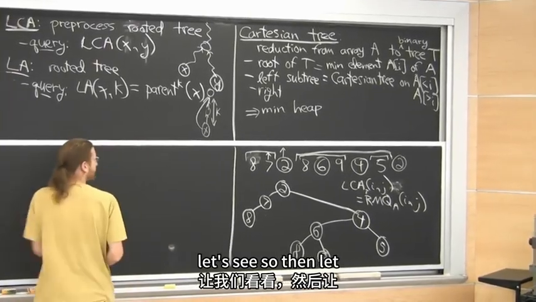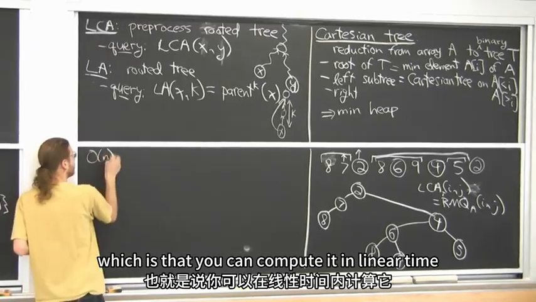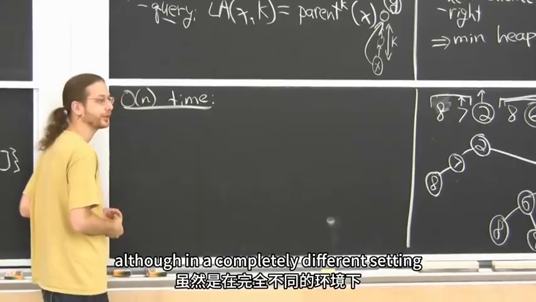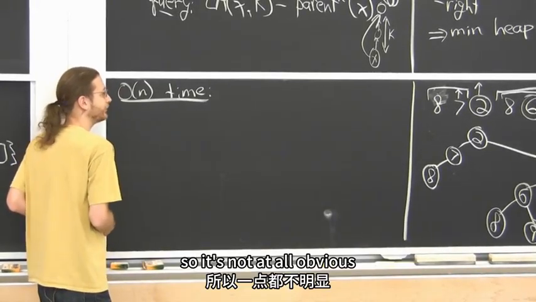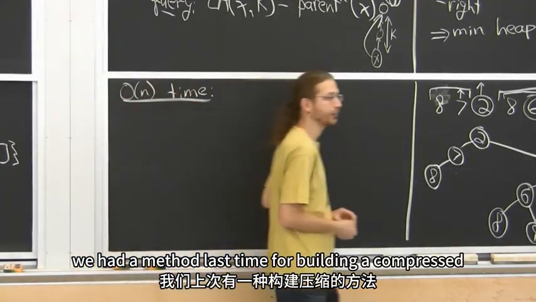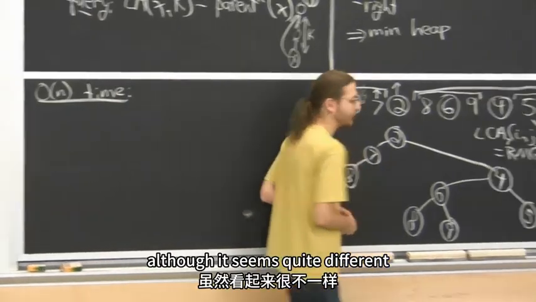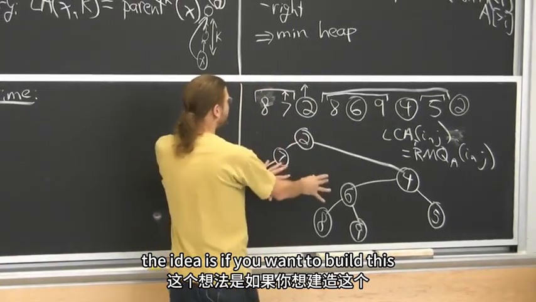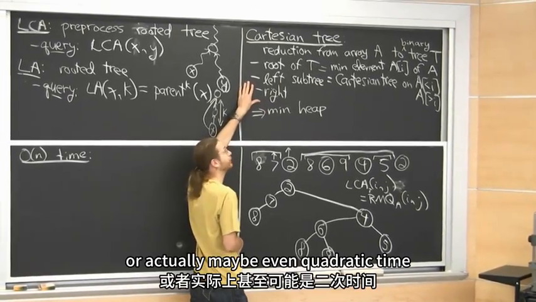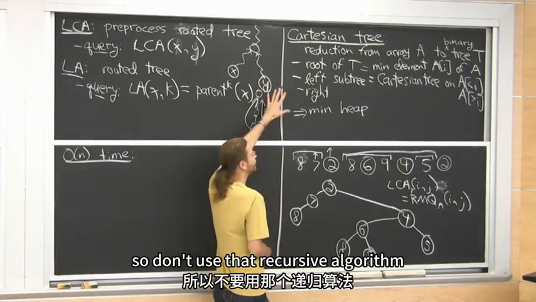Let's see. So then let me just mention a fun fact about this reduction, which is that you can compute it in linear time. This is a fun fact we basically saw last class, although in a completely different setting, so it's not at all obvious. But you may recall we had a method last time for building a compressed trie in linear time. Basically, the same thing works here, although it seems quite different. If you build a Cartesian tree according to this recursive algorithm, you will spend n log n time, or actually maybe even quadratic time, if you're computing min with a linear scan. So don't use that recursive algorithm.